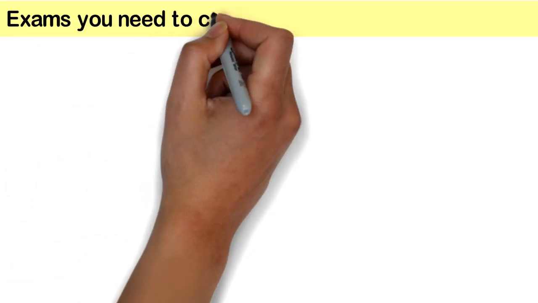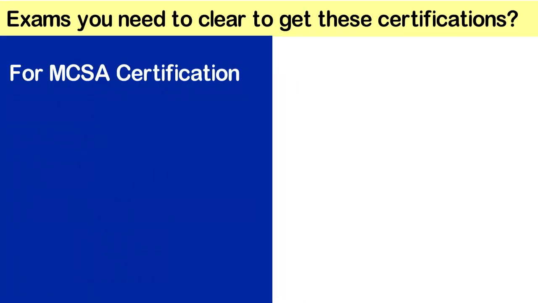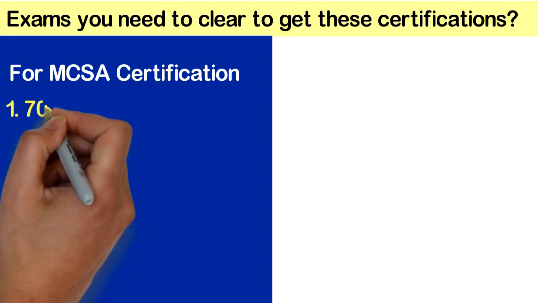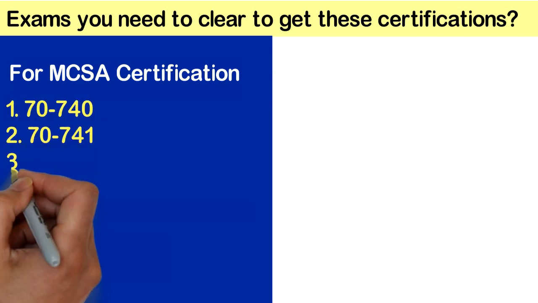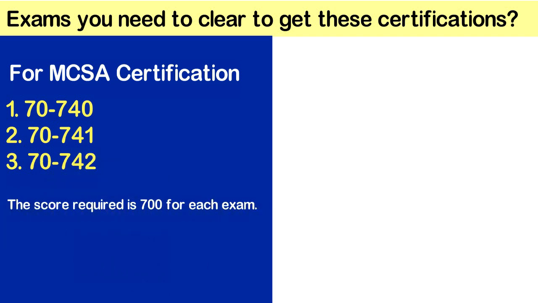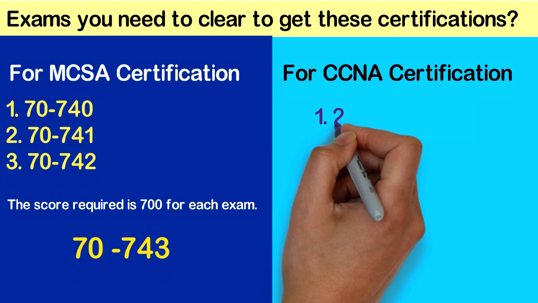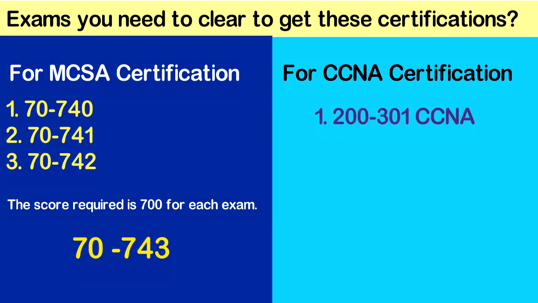To get these certifications, you have to clear some exams. Once you have completed the MCSA training, you have to give three exams: 70-740, 70-741, 70-742. The score required is 700 for each exam. But if you choose the Windows path and Office 365 certification, you have to pass only two exams. The 70-743 is designed to advance your skills from Windows Server 2012 to Windows Server 2016. For CCNA certification, you have to pass 200-301. After clearing this exam, you will get the CCNA certification.